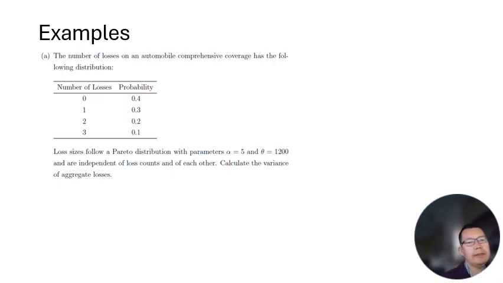Now let's look at an example. The number of losses on an automobile comprehensive coverage has the following distribution. Number of losses 0, 1, 2, 3, and the probabilities are 0.4, 0.3, 0.2, and 0.1. Loss sizes follow a Pareto distribution with parameters alpha equal to 5 and theta equal to 1200, and are independent of loss counts and of each other. Calculate the variance of aggregate losses.